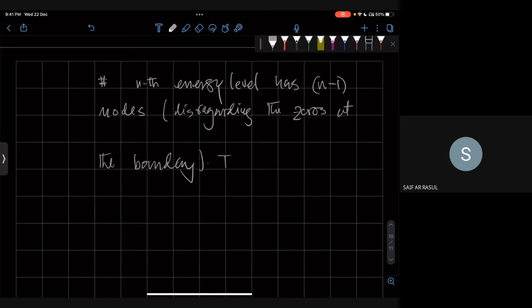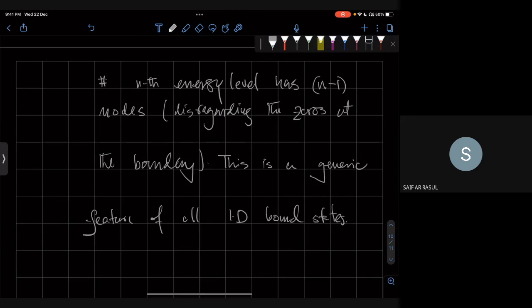Okay, so this is a generic feature of all one-dimensional bound states. Okay. Do you have any questions? No, sir. So the one-dimensional particle in a box is a very useful problem to know about. Okay.